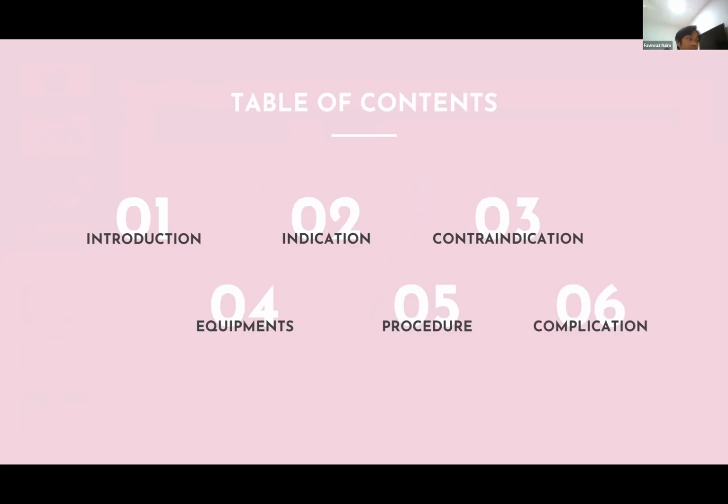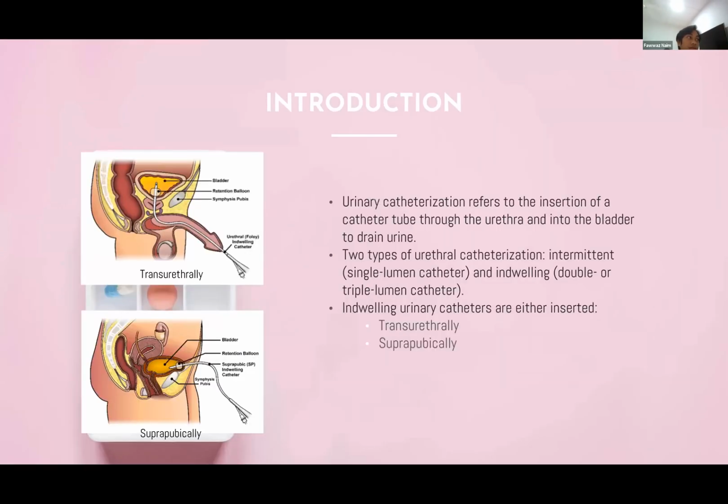So this is my table of contents. First of all, we go with the introduction. Urinary catheterization refers to the insertion of a catheter tube through the urethra and into the bladder primarily to drain urine. And there are two types of urethral catheterization. One is intermittent, which is a single lumen catheter, and the other one is indwelling, which is a double or even triple lumen catheter. And indwelling urinary catheters can be inserted either transurethrally or suprapubically.